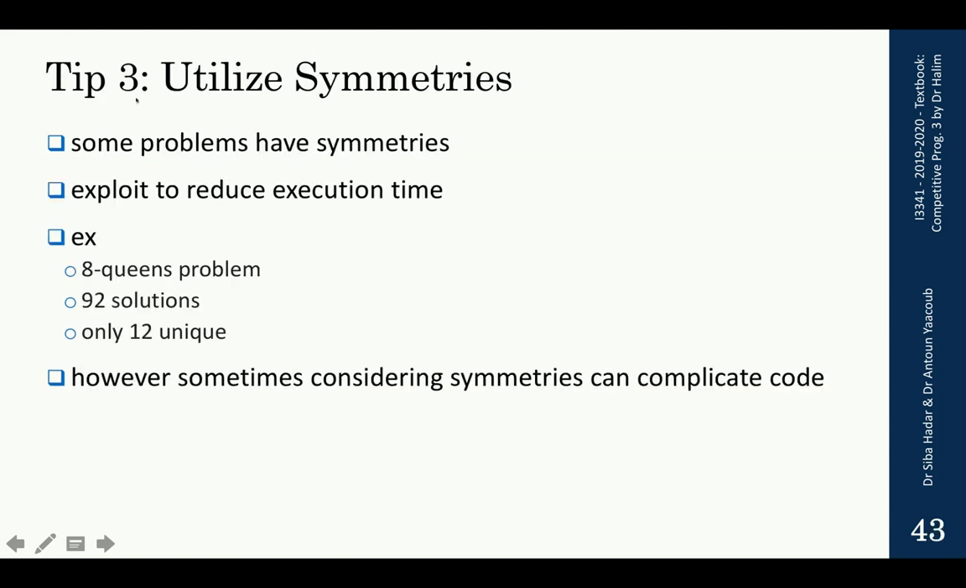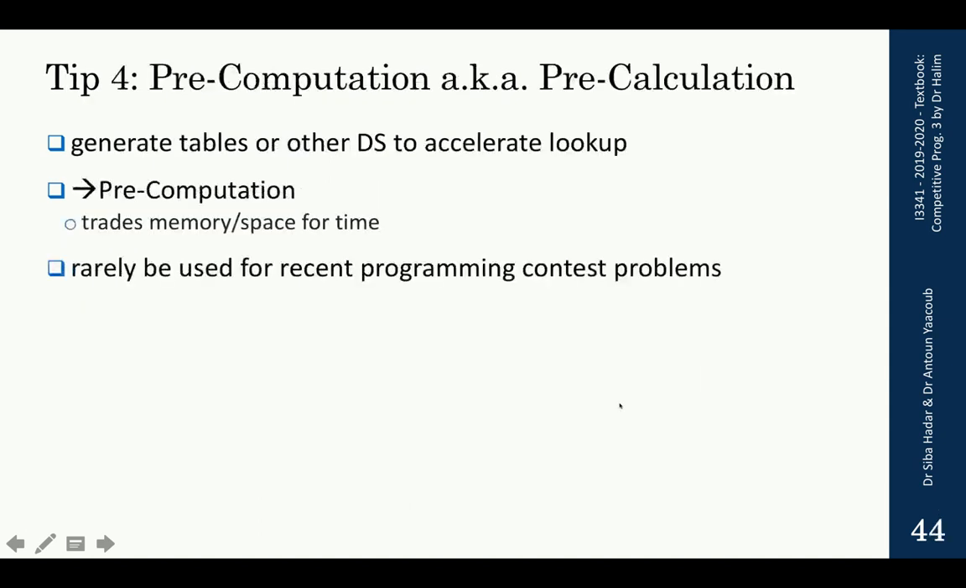Tip number 3, utilize symmetries. For example, in the 8 queens problem, there are 92 possible solutions, but only 12 are unique, and the others are rotations and symmetric solutions. So take advantage of symmetry whenever it does not consume your time and it is not complicated. However, sometimes considering symmetries can complicate your code, so in that case disregard this tip.